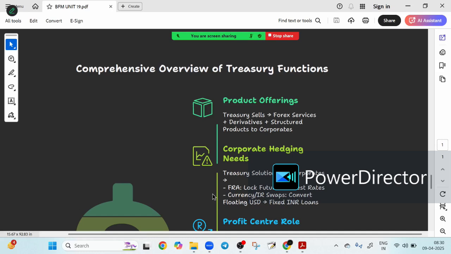Friends, let's lift the curtain on the real engine room of the bank, the treasury department. It's not just about managing money, it's about strategic control, pricing, and risk management. So here is a complete overview of its multifaceted function.